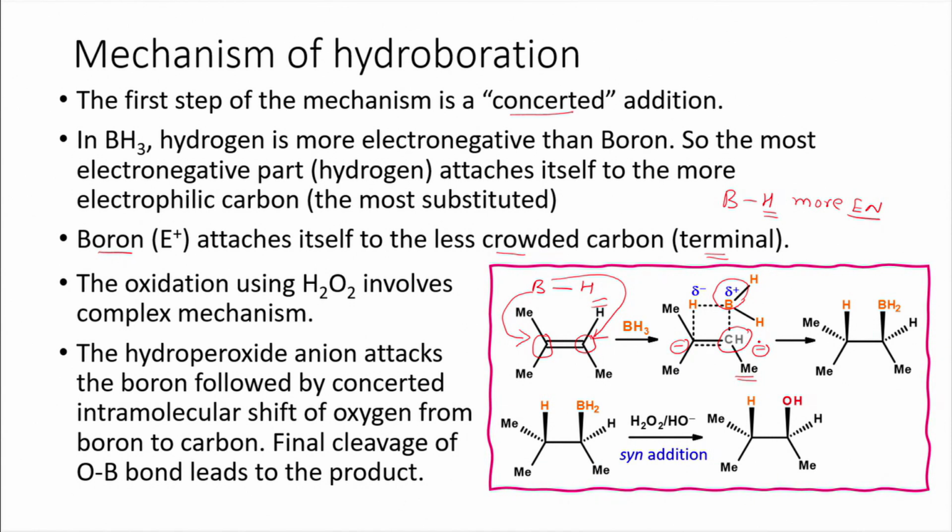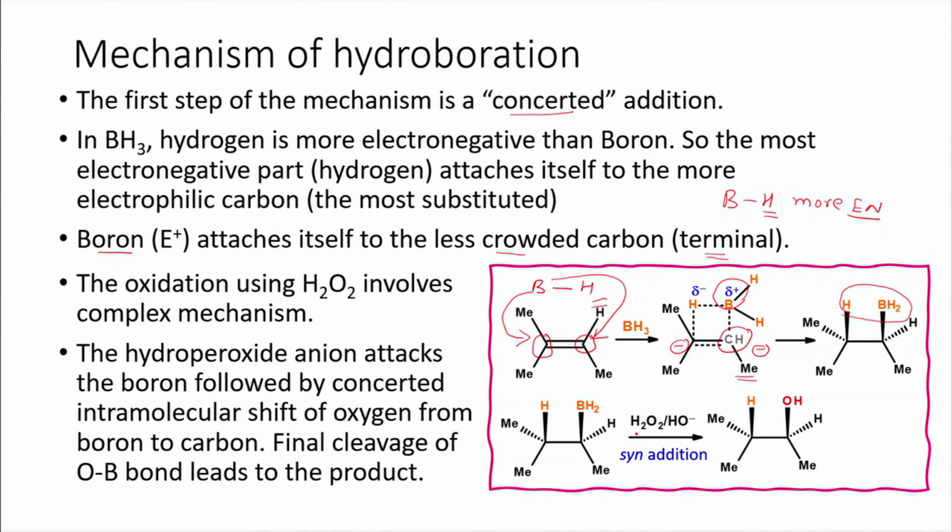So, that is the reason boron and carbon form a weak bond, and hydrogen attaches itself to the more substituted carbon atom, because it is more electronegative. In other words, this is the nucleophilic end of the B-H bond. So, the electrophilic end adds to the less substituted carbon, and the hydrogen adds to the more substituted carbon. This is a concerted addition. In other words, hydrogen and boron add from the same side. This is what is called a syn addition.